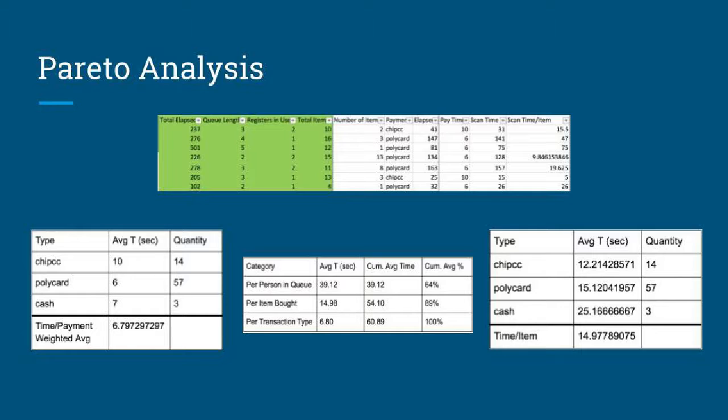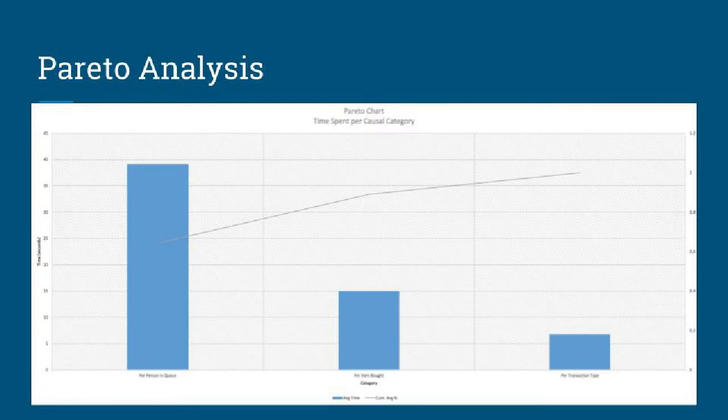This scan time was then divided by the number of items for that transaction and is known as scan time per item. The weighted average was then calculated and used for the Pareto analysis. For the number of people in the queue, the average total time that the user waited in line was divided by the average queue length. The 3 averages we calculated were then used in our Pareto analysis and are reflected in this table.